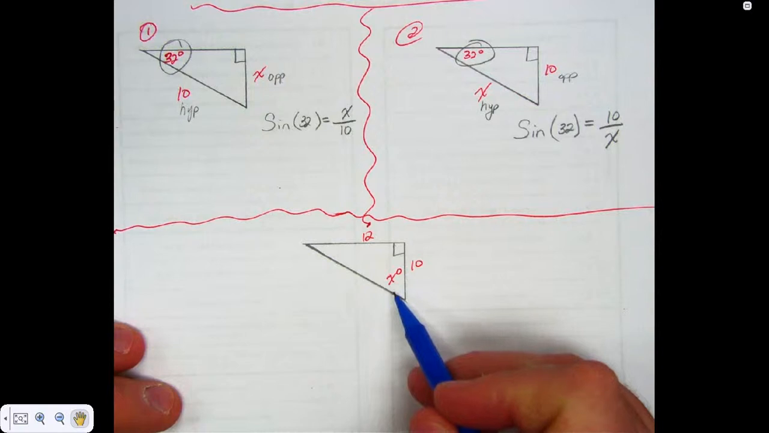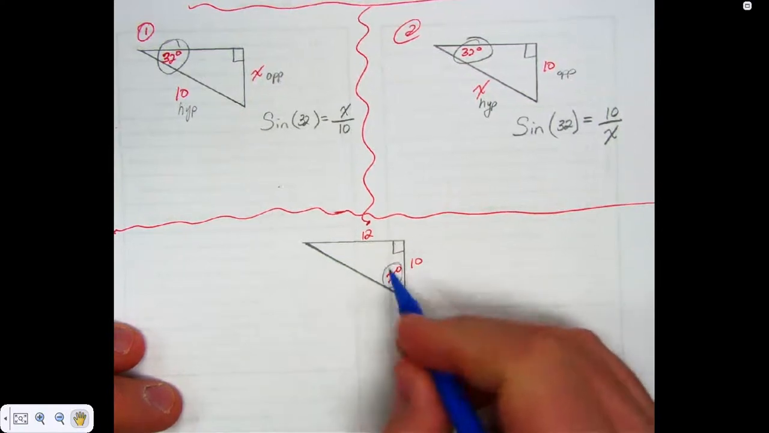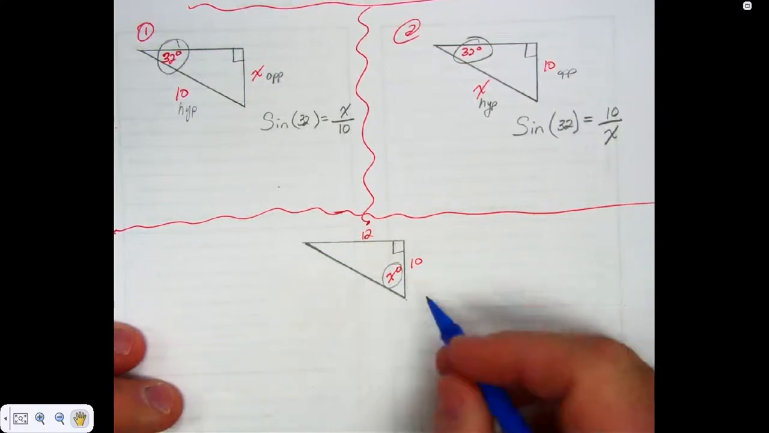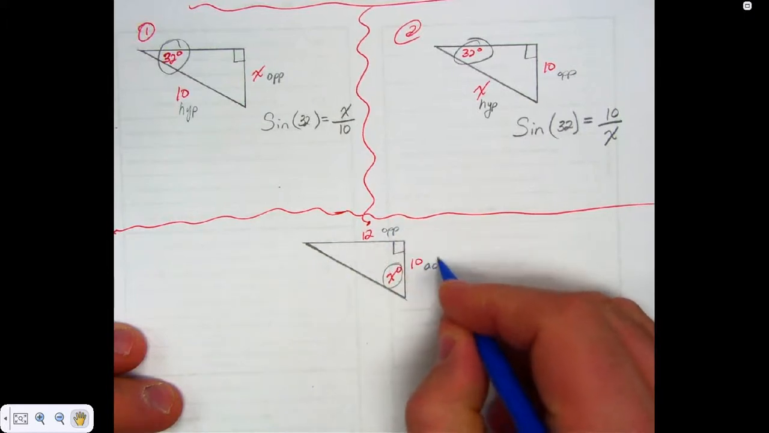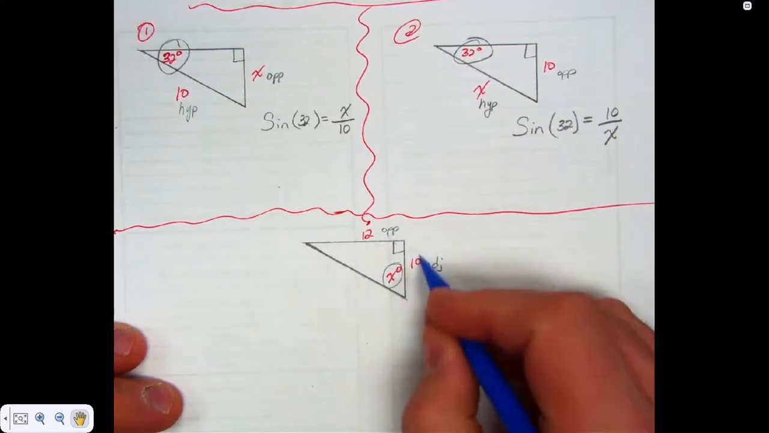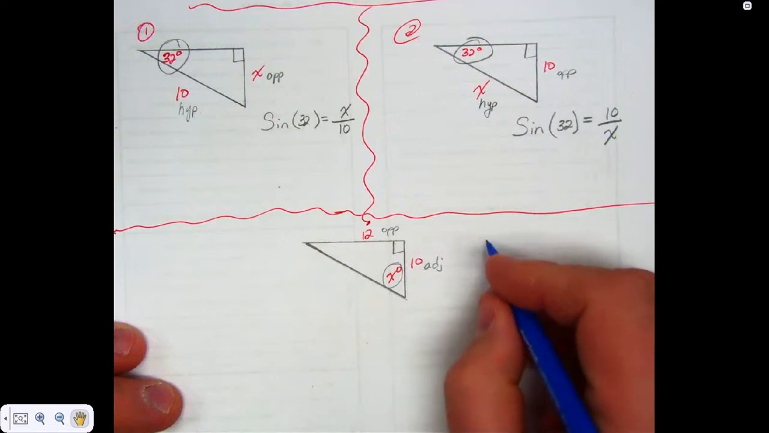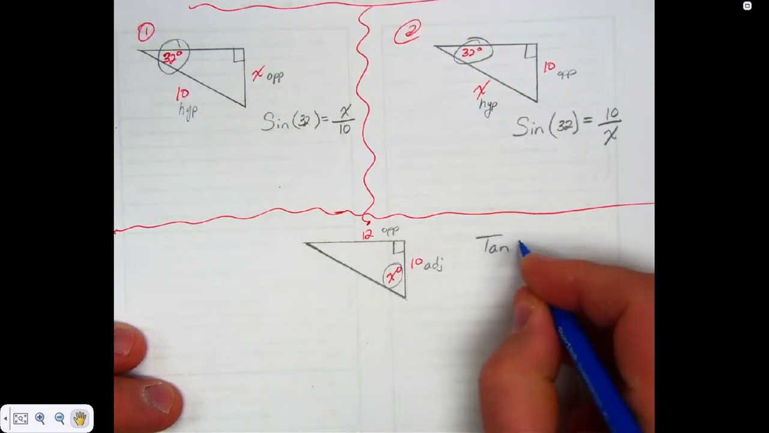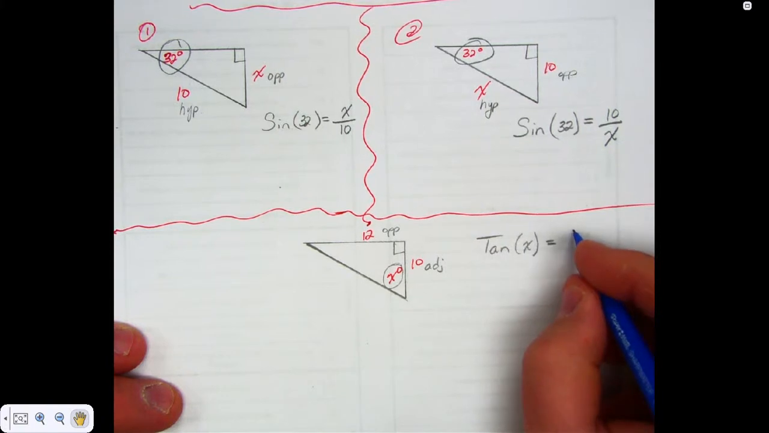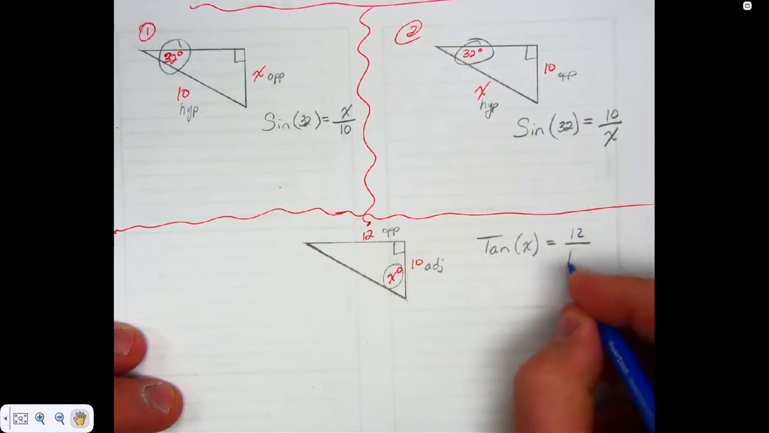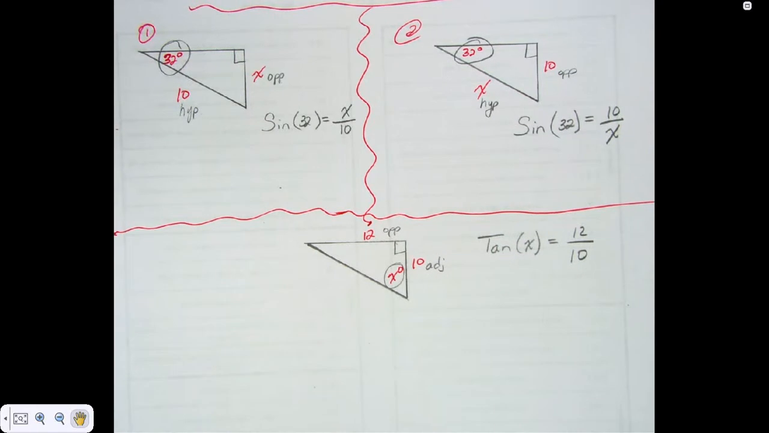Now, look here. How would I set this one up? Circle my angle. With respect to this angle, what's given to me? Opposite, and what's this? Adjacent, because it's not the hypotenuse, is it? So what is that one? Tangent of what? Is equal to 12 over what? Very good. Now, how are we going to solve these?